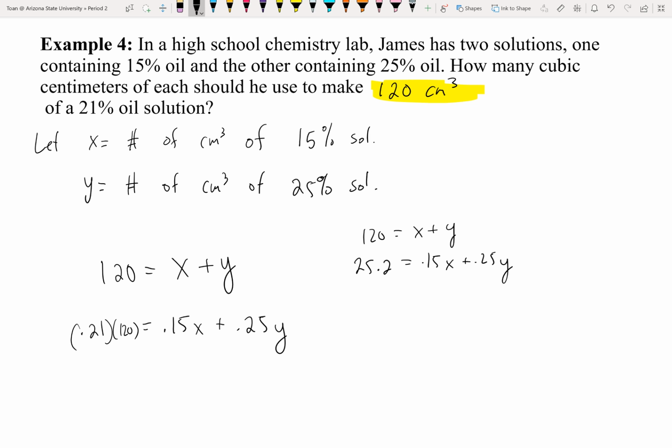Again, you can solve it using decimal numbers. That's A-okay with you. But if you don't like decimals, you can go ahead and move the decimal place. So we have 2 decimal places, so that's 100. So the system I would solve is 120 equals x plus y, and 2520 equals 15x plus 25y, right? And then you just solve him.